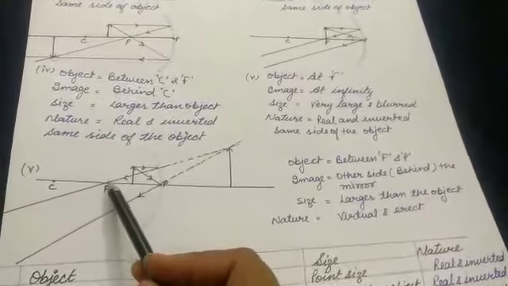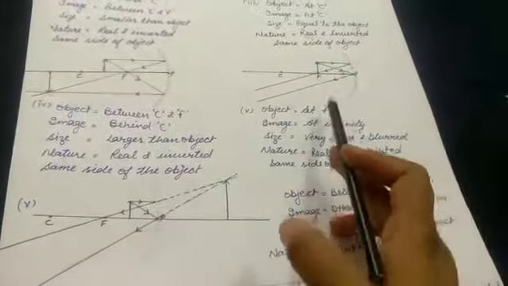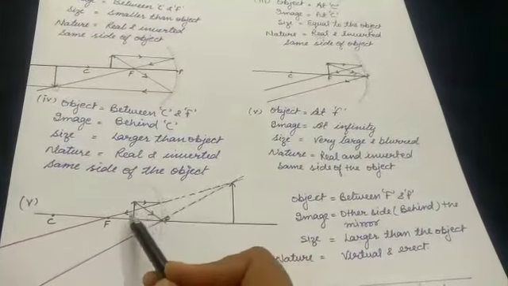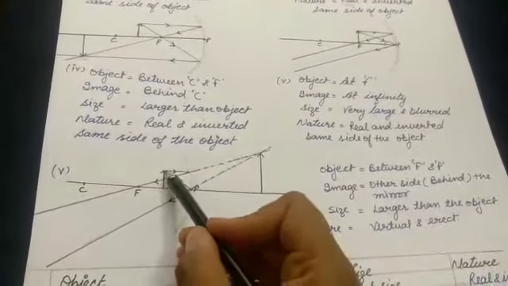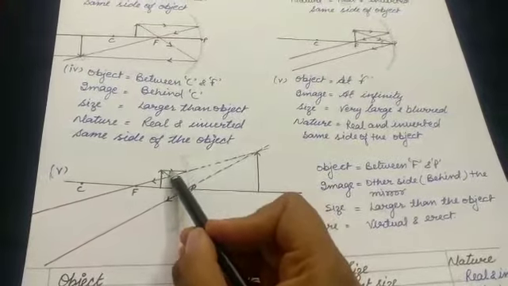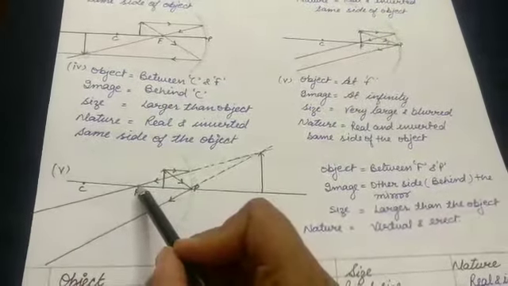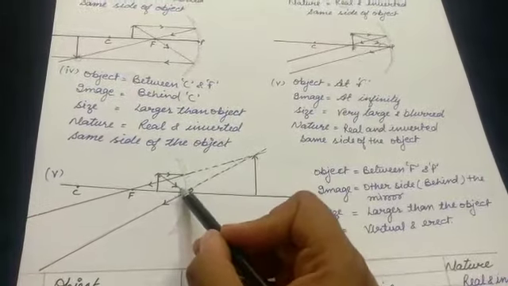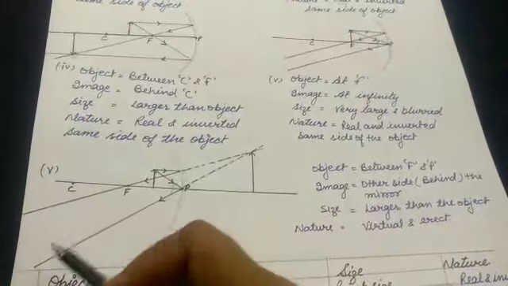where we are putting the object between the focus point and the pole. See here, in the earlier case the object was at the focus point, but now we are putting it between the focus point and the pole. Here is our object. So let us see how the image will be formed here. Again the first light ray which we are considering is parallel to the principal axis, and after reflection it will pass through the principal focus. And the second light ray which we have considered is striking at the pole. Whatever the angle is, at the same angle the reflected ray will move.